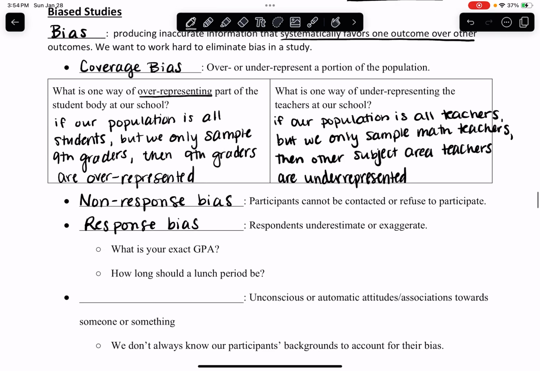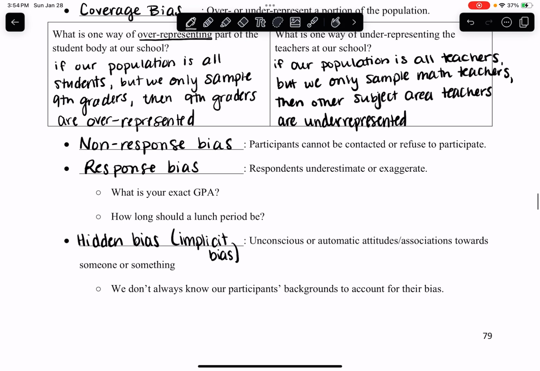And then there's also hidden bias, which is often referred to as implicit bias. So when we talk about hidden or implicit bias, it's an unconscious or automatic attitude towards someone or something. So we don't always know our participants' backgrounds to account for their bias, which is why sampling is super important to get a good range of different kinds of backgrounds.